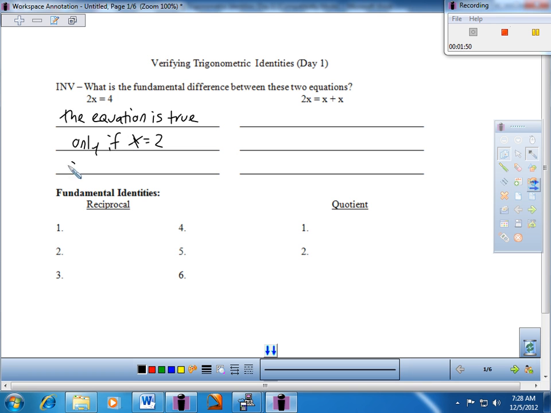Again, this is what is called a conditional equation. There are all different families of conditional equations that you've been looking at and solving over the years, and that would certainly be one of them. All right, now we come over to the right side, and it says 2x equals x plus x. The argument can be made here that the equation is true not just for a particular number or a couple numbers, but the equation is true for all real numbers.